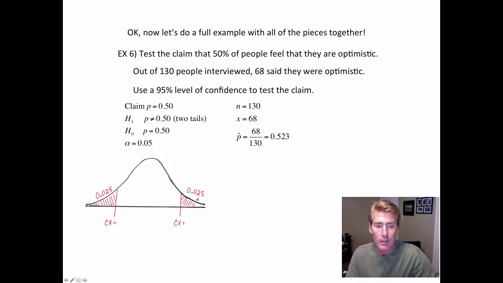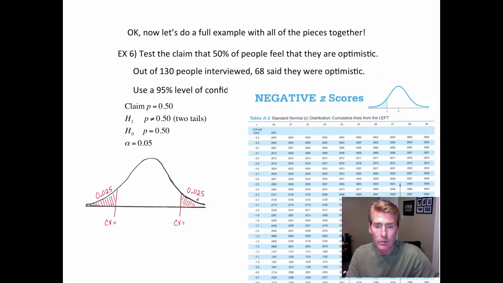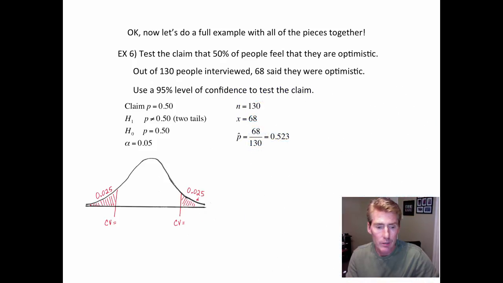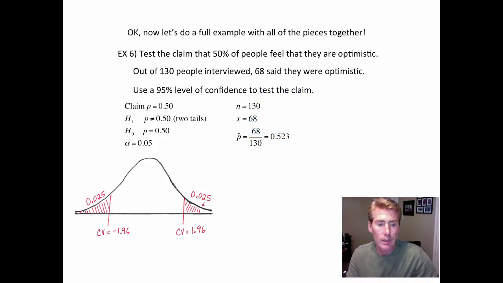Let's find out. So we need to look up those critical values. So looking for 0.025. There it is. I found it. So if you look to the left, it's going to be negative 1.96. Goodbye, table. Hello, critical values. Negative 1.96, and then on the other side, positive 1.96.